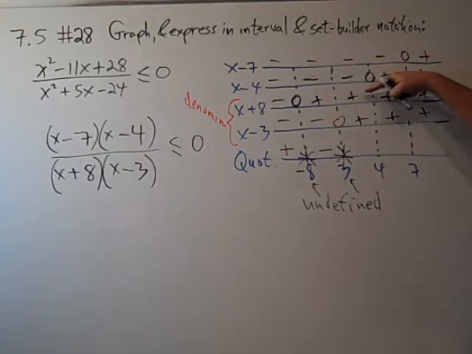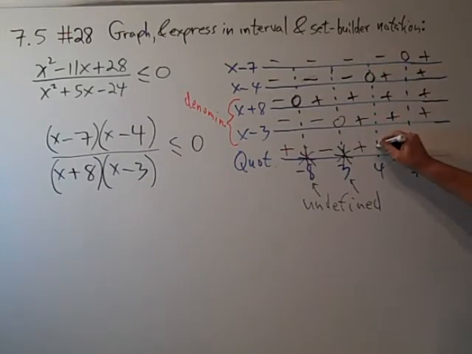Then we have a neg, neg, pos, pos is positive. And a 0 in the numerator makes the whole quotient 0. A negative, pos, pos, pos is a negative. 0 in the numerator makes the whole quotient 0. And all positives make for a positive quotient.